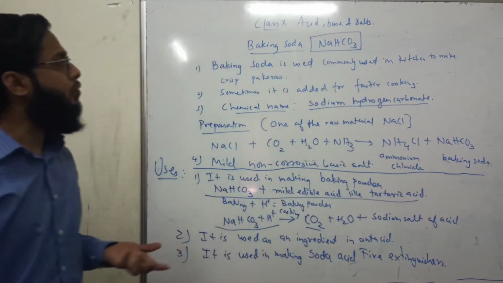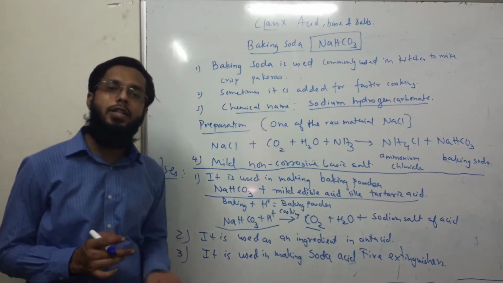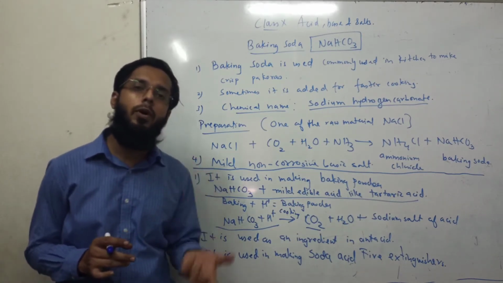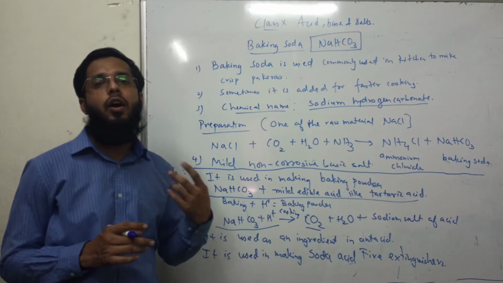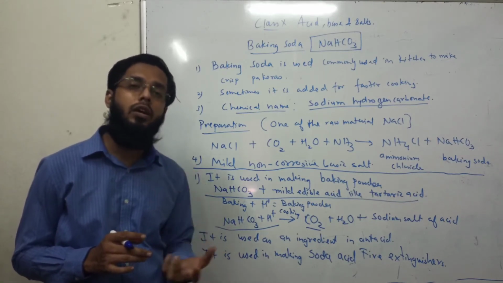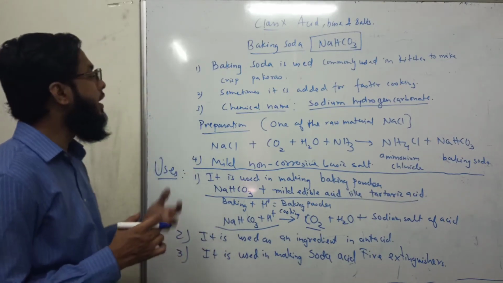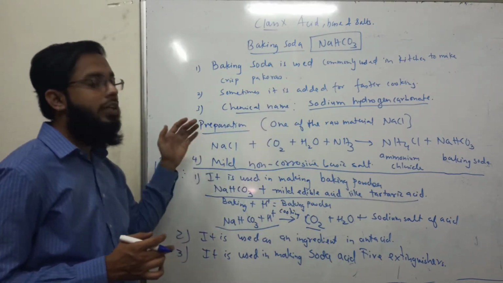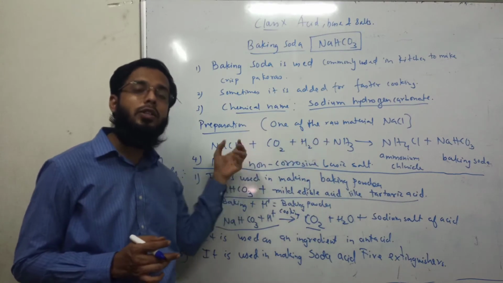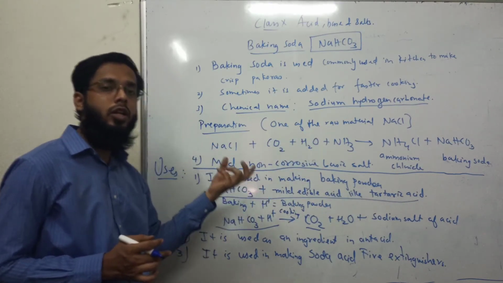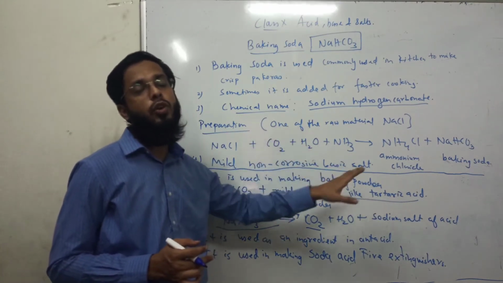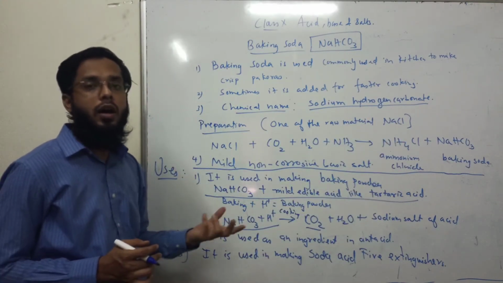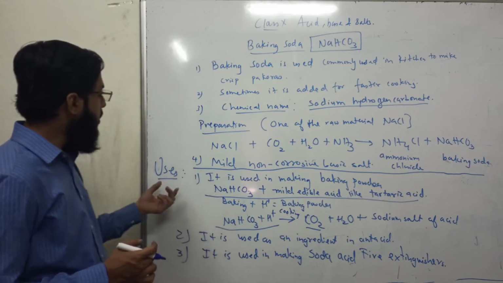So what we have learned so far: baking soda is NaHCO3. It is commonly used in the kitchen for making pakoras crisp. It is also sometimes added for faster cooking. Its chemical name is sodium hydrogen carbonate. It is prepared from sodium chloride as one of the raw materials: sodium chloride, carbon dioxide, water and ammonia give ammonium chloride and NaHCO3, known as baking soda or sodium hydrogen carbonate.